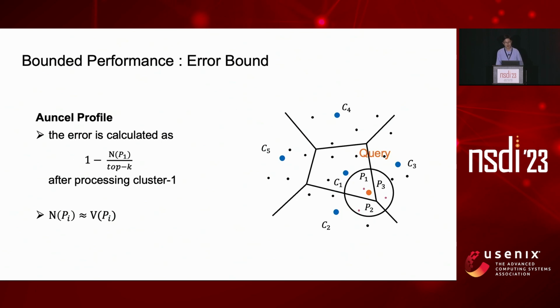Apparently, the error after processing cluster 1 is calculated through the simple formula 1 minus n part 1 divided by top k. It is easy to extend the formula to a general formula. The challenge now becomes how to predict the number of vectors within the specific part.